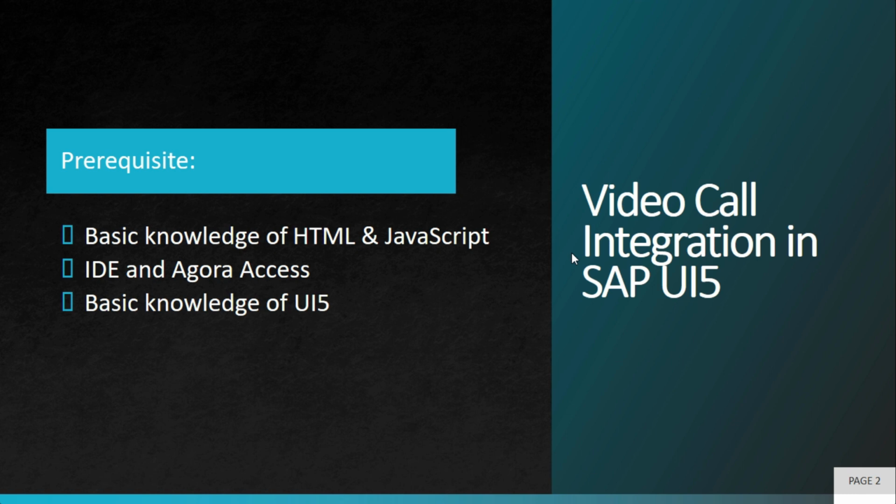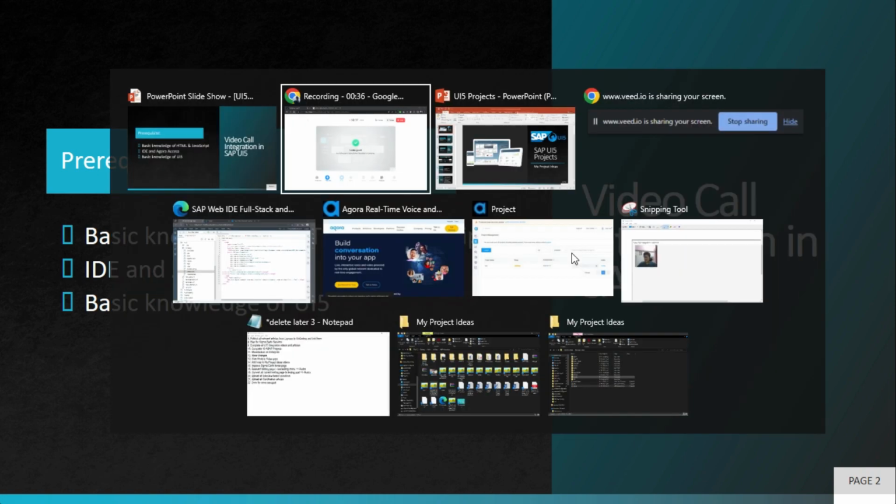Certainly, you need to have basic knowledge of HTML and JavaScript. Also, you need to have access to any IDE. It can be your Web IDE, Business Application Studio, Notepad++, anything else will work here. Also, you need to have third-party API access. So in this use case, we have Agora for that, and we'll discuss more about it later. And obviously, you need to have basic knowledge of SAP UI5.